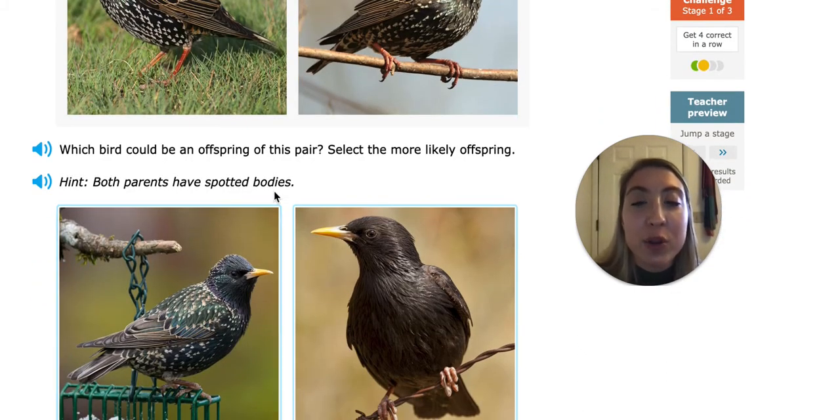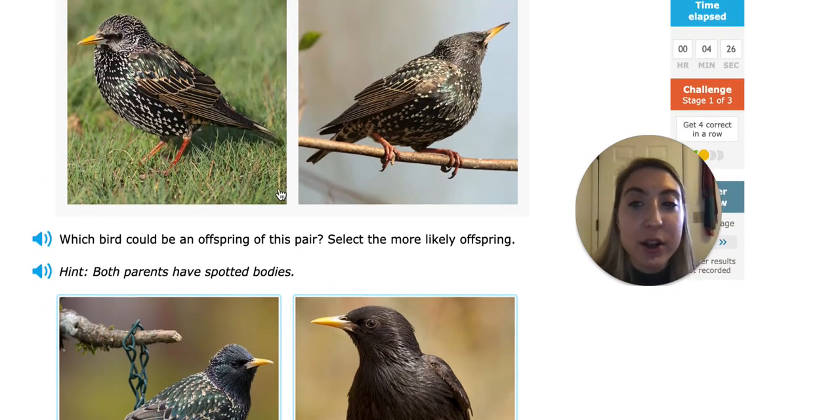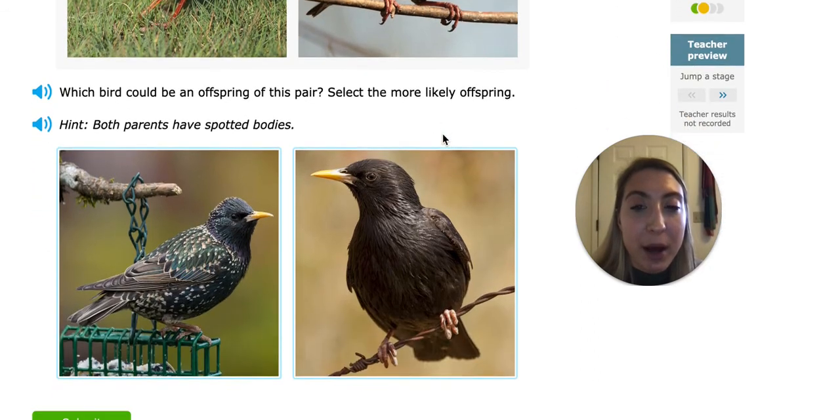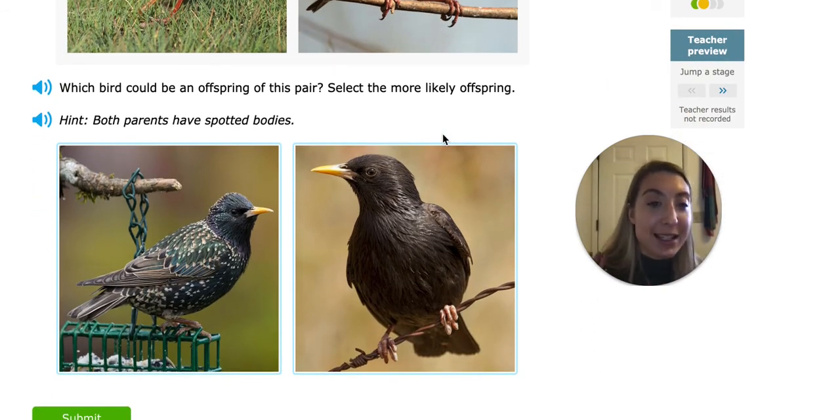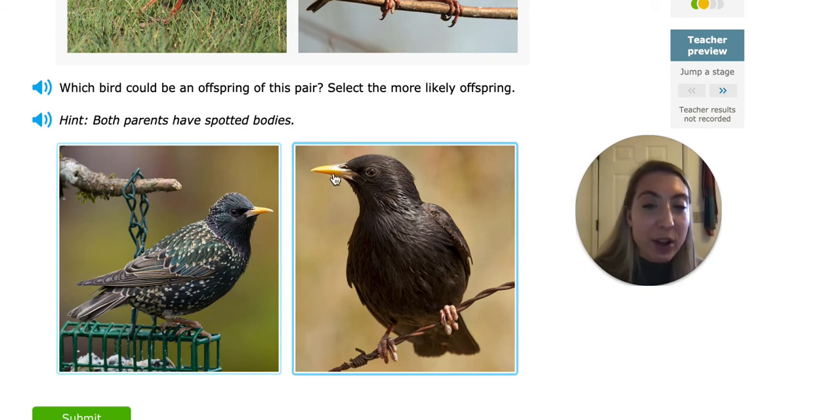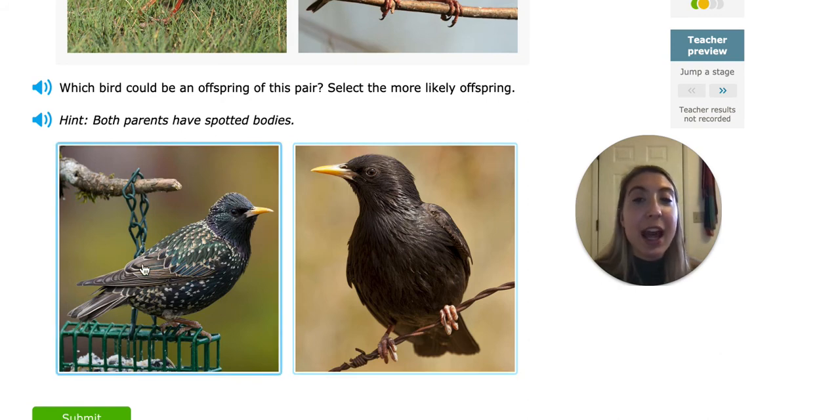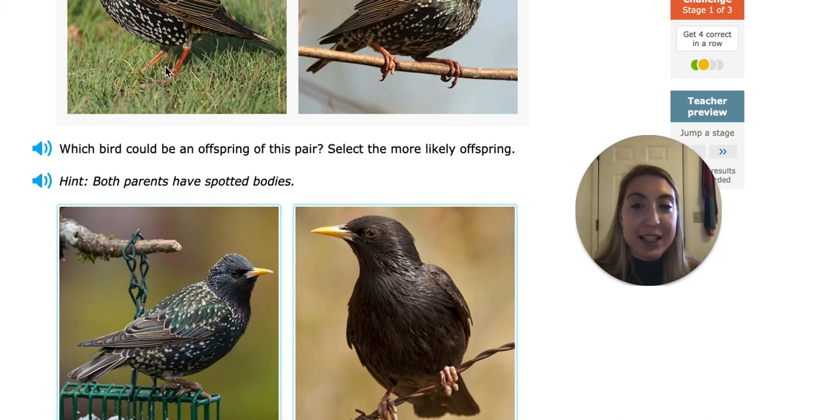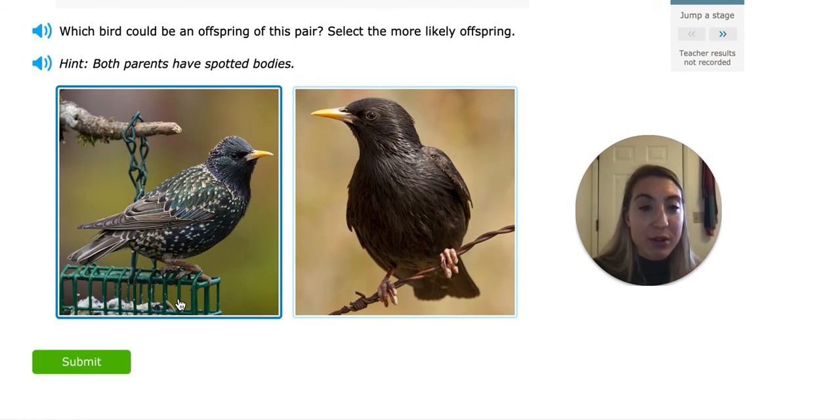Hint, both parents have spotted bodies. So we see both of them have spotted bodies, and that's something they would pass down to their offspring. So which one here has spotted bodies? This one does have spotted bodies, but if we look, they both have yellow beaks, so they have similar characteristics. This one has more matching traits to these 2 birds than this one. So this one would make the most sense.